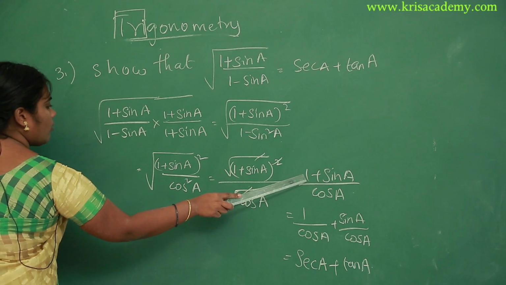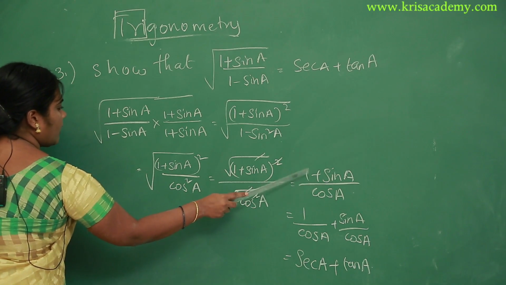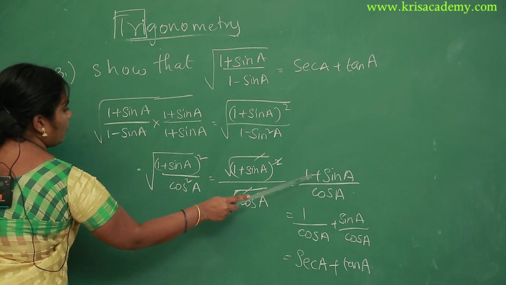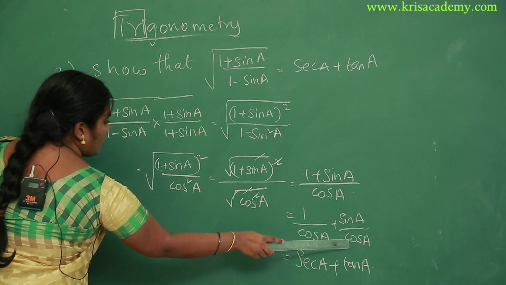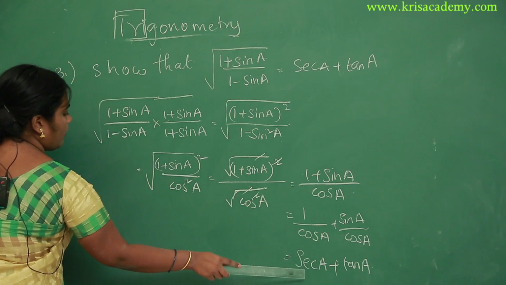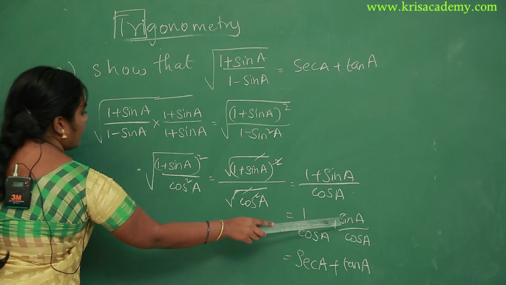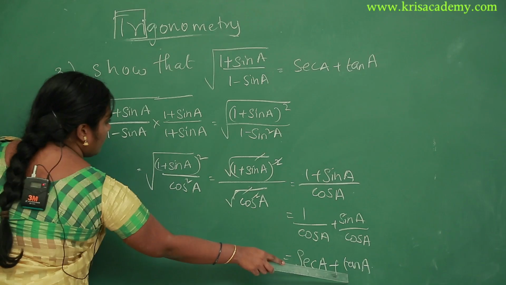So in the numerator we have two terms, no. Now split numerator over denominator separately. So 1 by cos a plus sin a by cos a. 1 by cos is the reciprocal, secant. Sin a by cos a is nothing but tan a.